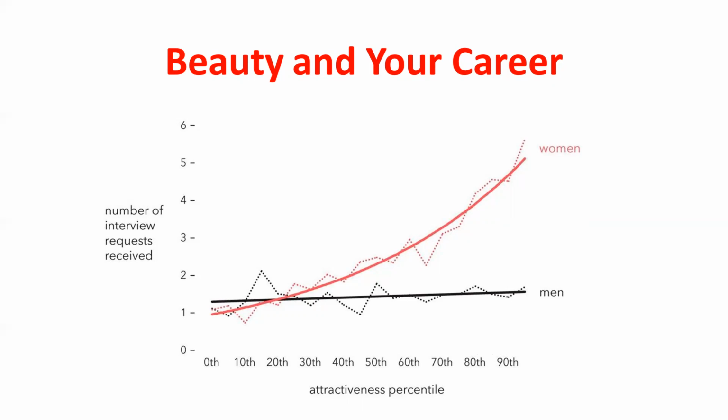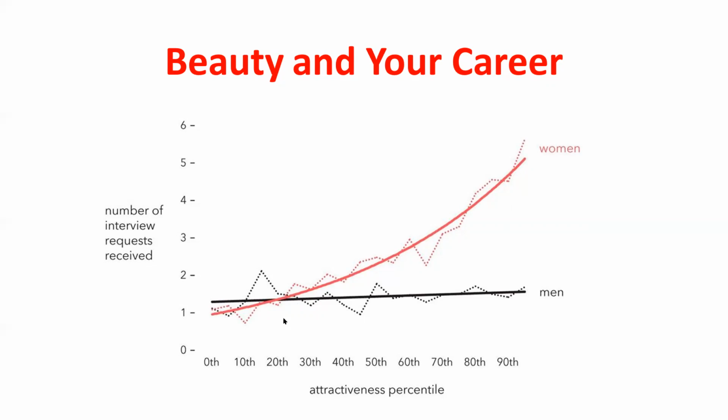Whoever was given the lowest score by these couple hundred students would be in the 0th percentile, and then the ordering goes up from there. What they found was that as the photos they were using were in a higher attractiveness percentile, the number of interview requests these identical resumes were getting was a little bit higher for men on that high end of the attractiveness rating.